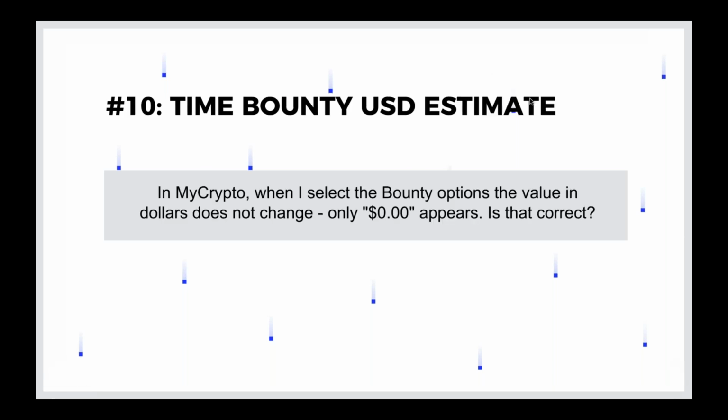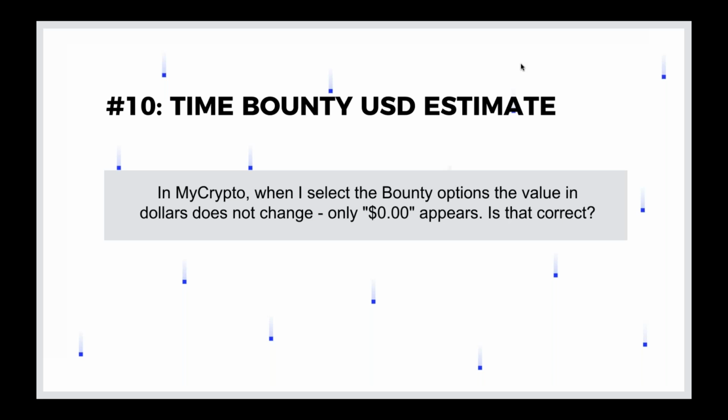Okay, so what else do we have? Okay, so we have: in MyCrypto, when I select the bounty options, the value in dollars does not change. Only $0 appears. Is that correct? Daniel, you want to take this one up? Yes. So there are two things that might have happened here. First, it calculates dollar value only on mainnet. So if it shows 0.00, it's possible that you are on Kovan testnet. And since Kovan ETH is worthless, it will show 0.00.